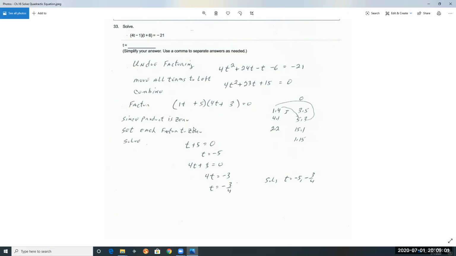So we set t plus 5 equal to 0, solve, t becomes minus 5. Set the factor 4t plus 3 equal to 0, solve, 4t equals minus 3, t equals minus 3 quarters. So the solutions to the original problem, which means they balance the equation, are that t could be minus 5 or t could be minus 3 quarters.